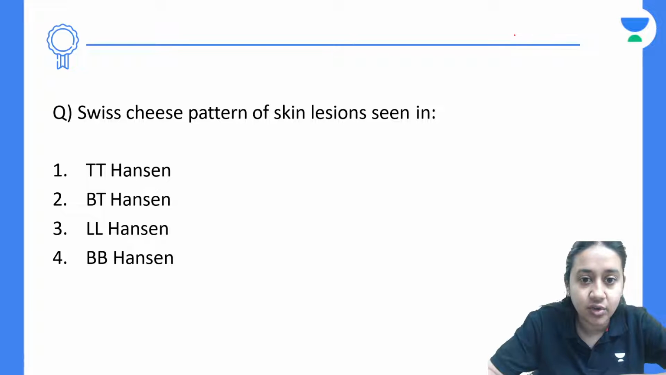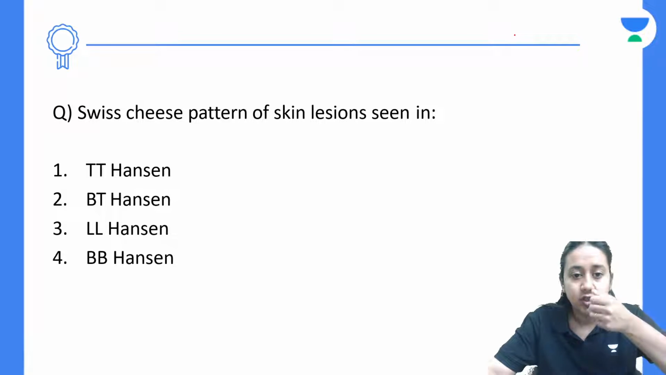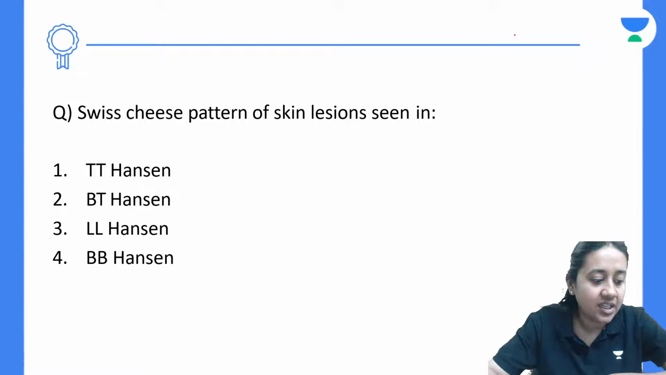Swiss cheese pattern of skin lesions is seen in TT Hansen, BT Hansen, LL Hansen, or BB Hansen? Swiss cheese pattern of skin lesions is seen in. Anyone?